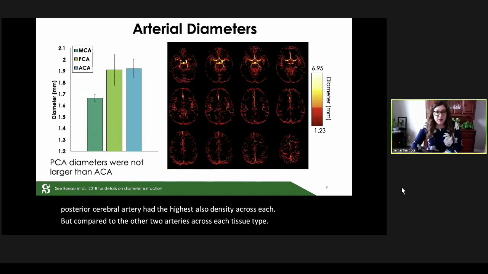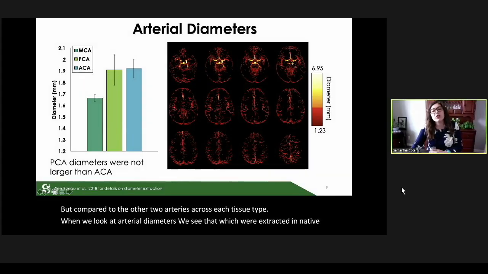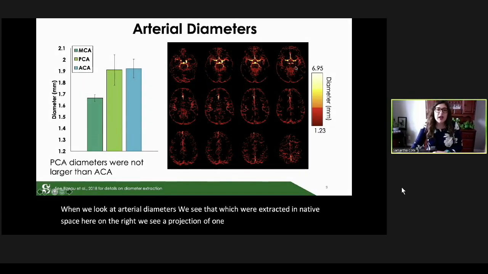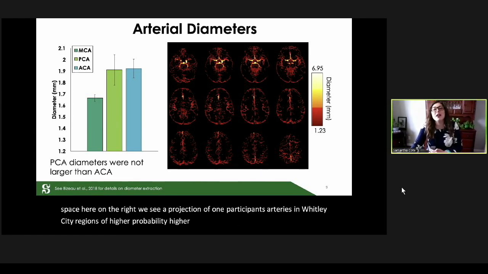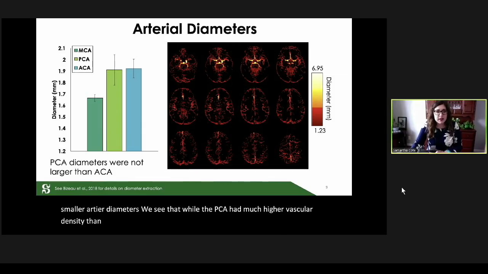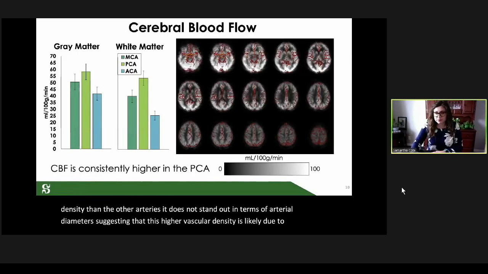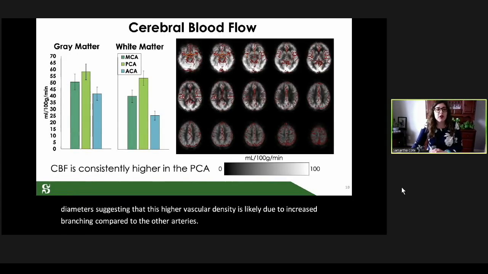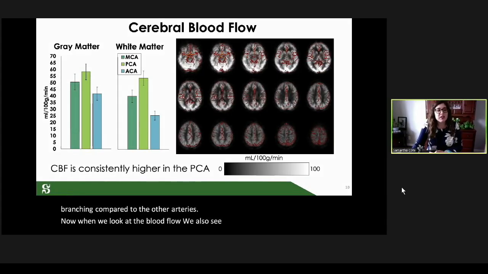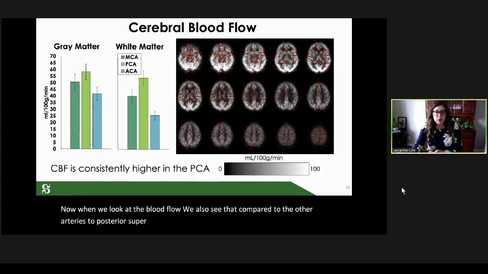When we look at arterial diameters, which were extracted in native space, here on the right we see a projection of one participant's arteries. In white, we see regions of higher arterial diameters, and in red, we see smaller arterial diameters. We see that while the PCA had much higher vascular density than the other arteries, it does not stand out in terms of arterial diameter, suggesting that this higher vascular density is likely due to increased branching compared to the other arteries. Now, when we look at cerebral blood flow, we also see that compared to the other arteries, the posterior cerebral artery's region had a much higher cerebral blood flow.